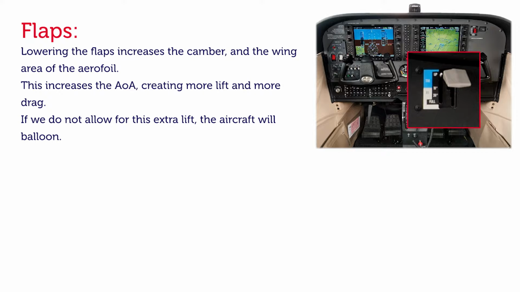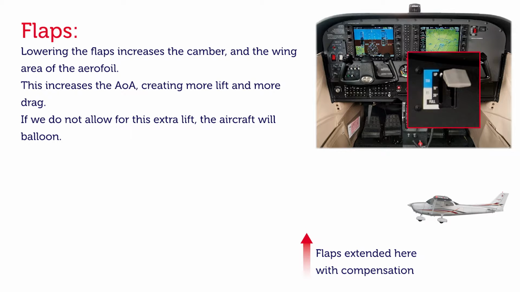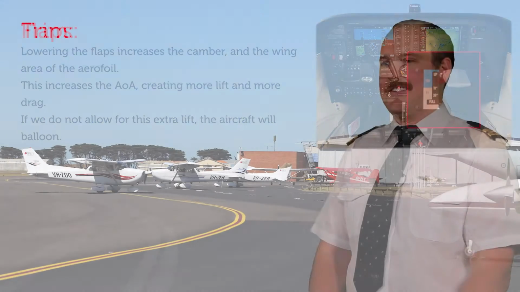So if we were to compensate for the effect of the balloon, what we have to now do is couple the controls. So as we extend our first stage of flap, in order to stop the aircraft from ballooning or gaining altitude, we have to push forwards on the control column. And we'll keep pushing forwards until we maintain our constant altitude.